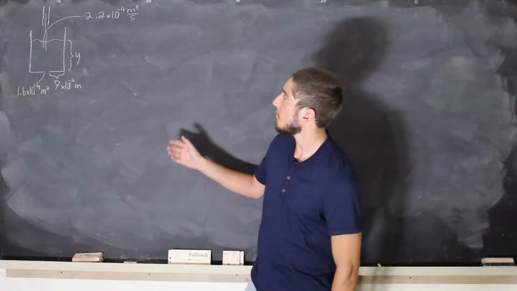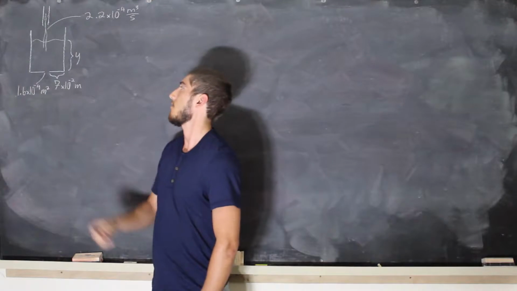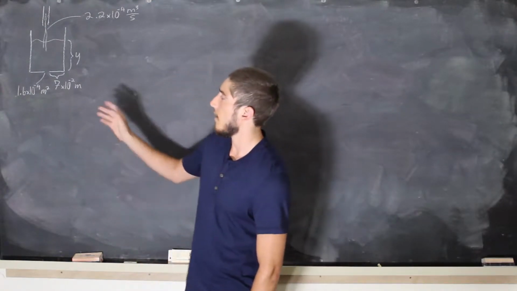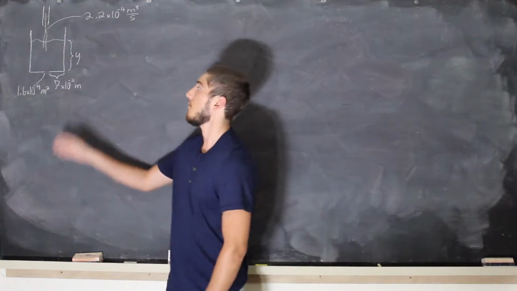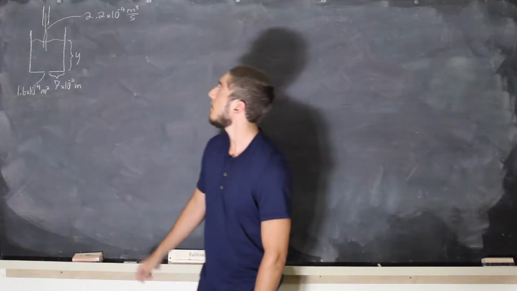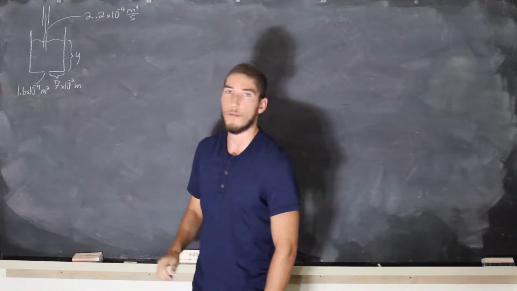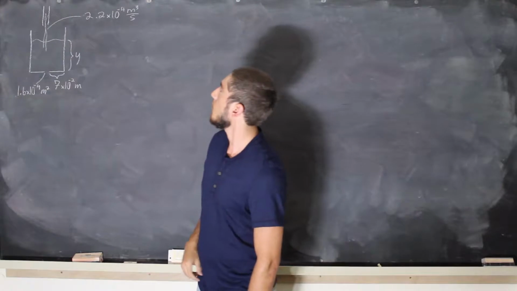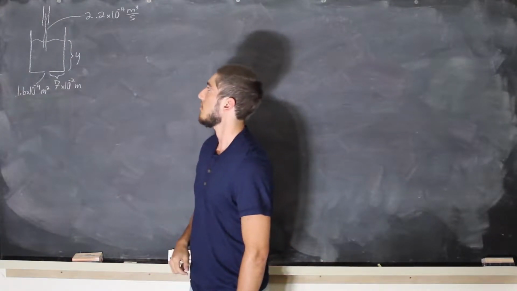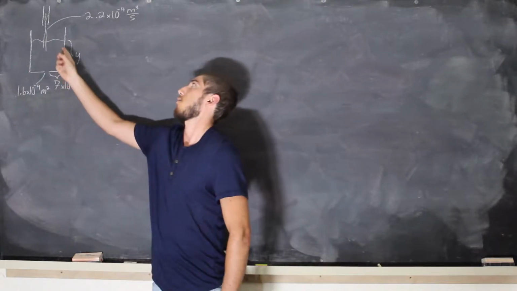So in this problem, we have a bucket that has a radius of 7 times 10 to the negative second meters, or 7 centimeters. It has a hole at the bottom with an area of 1.6 times 10 to the negative 4 meters squared, and there's a tube which has water flowing into the bucket at a rate of 2.2 times 10 to the negative 4 meters cubed over seconds. And what we're looking for is the height that the water will fill the bucket to.